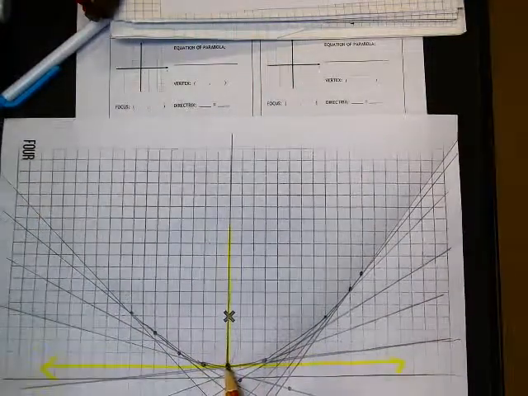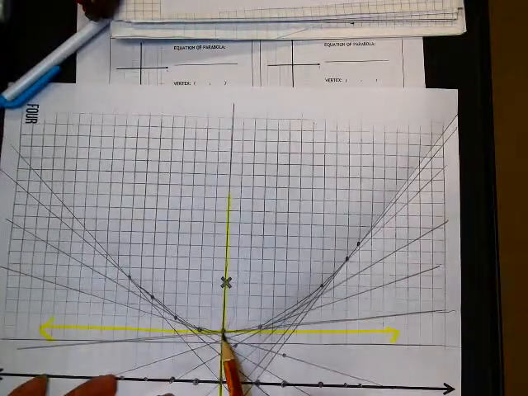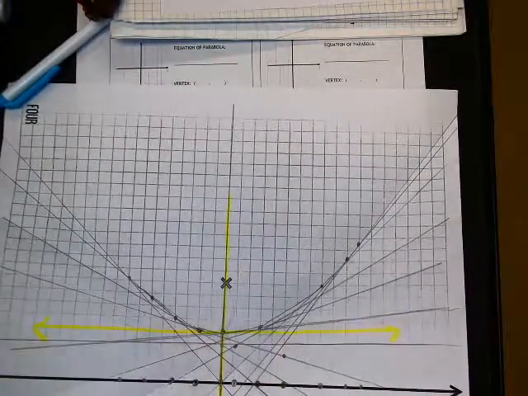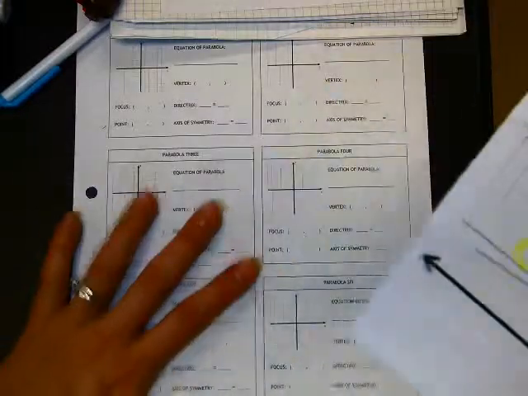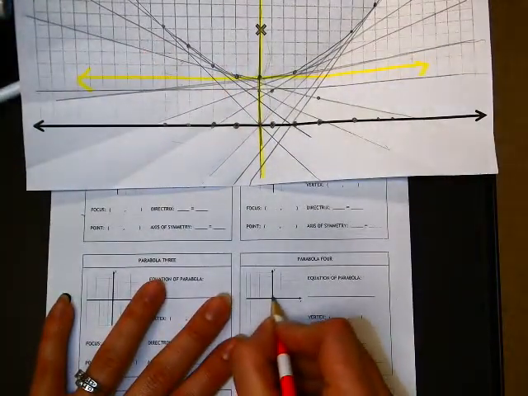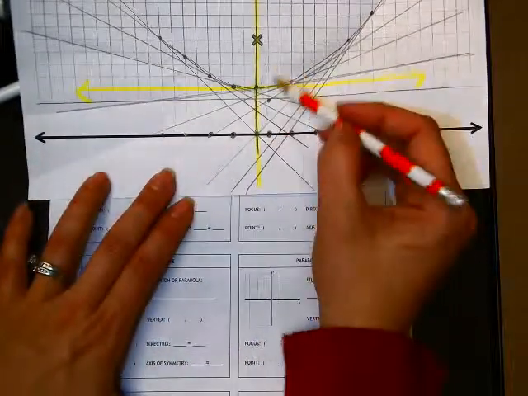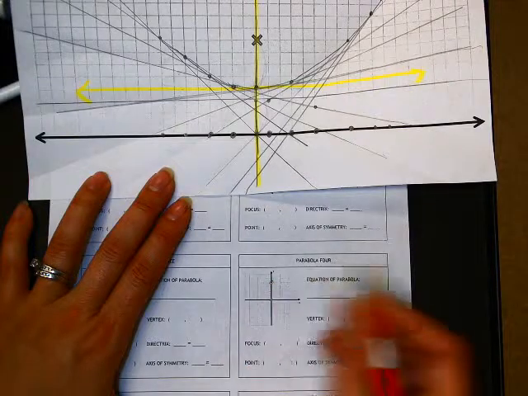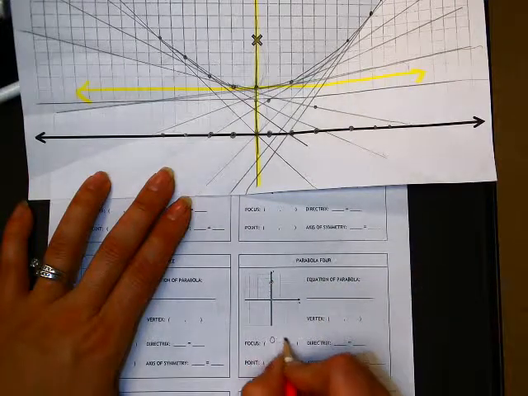So a couple of things you're going to notice. One, the vertex is actually at 0, 0, and then this line is actually below my x-axis. So let's go ahead and do 4, since we're just looking at 4 right here. So 4, this is my vertex at 0, 0. As we said, this goes up 4, so we go 1, 2, 3, 4. This is my focus, which is at 0, 4.